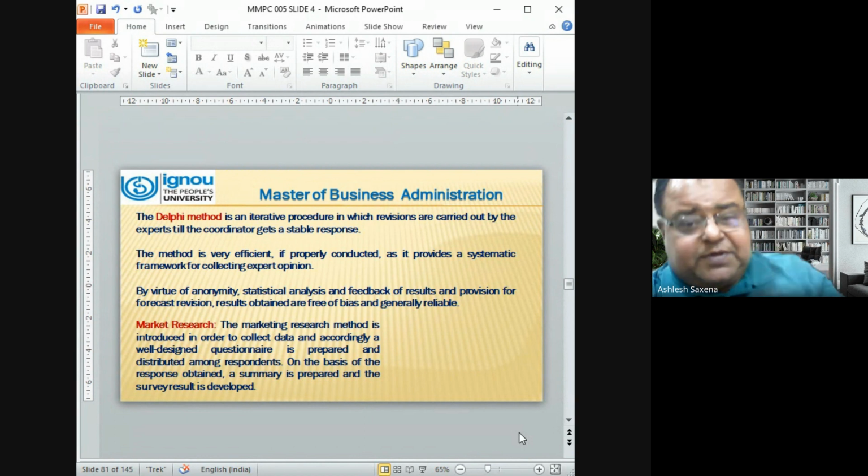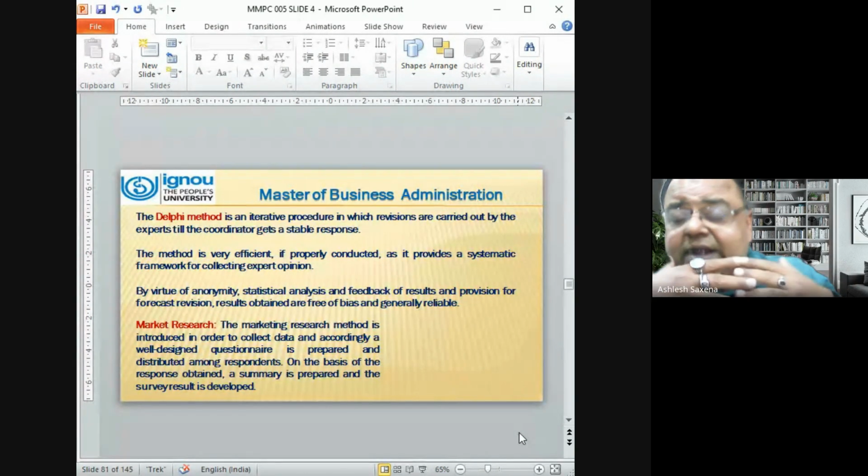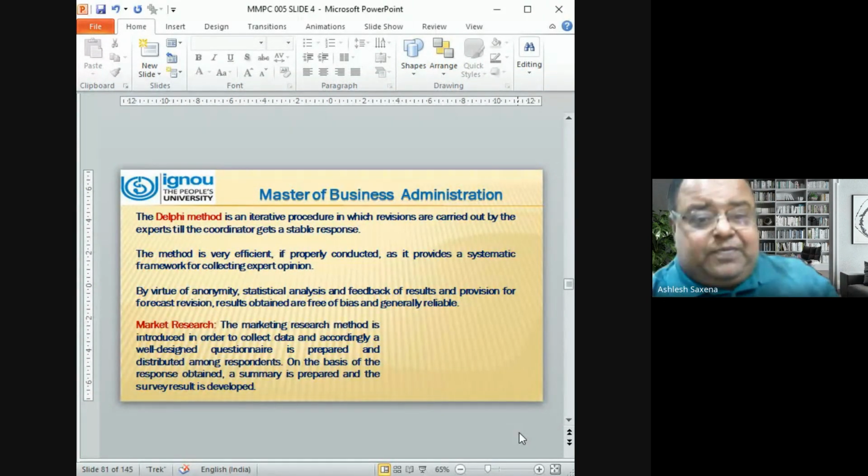a stable response. This method is very efficient if properly conducted, as it provides a systematic framework for collecting expert opinion. By virtue of anonymity, statistical analysis and feedback of the results, and provision for forecast revision, results obtained are free from bias and generally reliable. The reason is that the experts don't know each other, they have never met, and they are unknown.